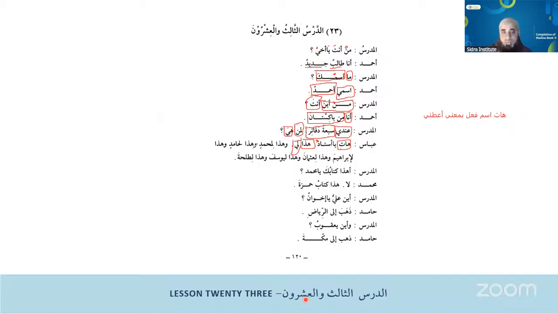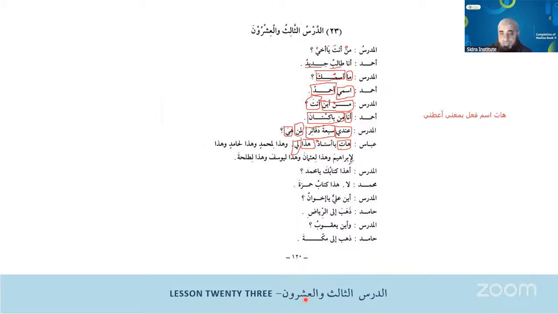And that's the same thing with the others. We can work that out. Hadha is mubtada, li Muhammadin is the khabar, all the way to wahada li Talha. Next we have is hadha kitabuka ya Muhammad. Is this your book, O Muhammad?